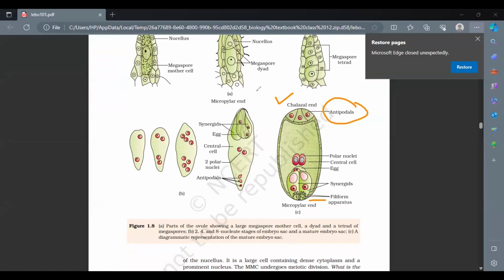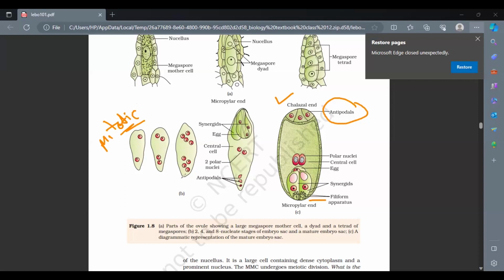Towards the chalazal end, when the embryo sac starts dividing, you can see the division happening. This type of division is a mitotic division. You know what a mitotic division is, in which the number of cells is equal. All these cells will have the haploid number of chromosomes. So this becomes 2, then 4, then 8 in number.